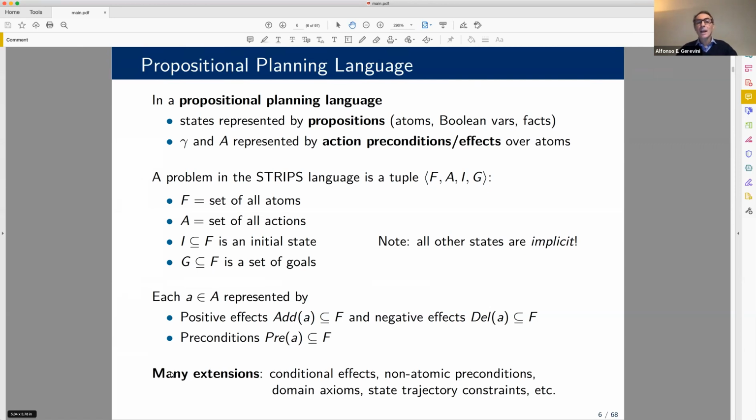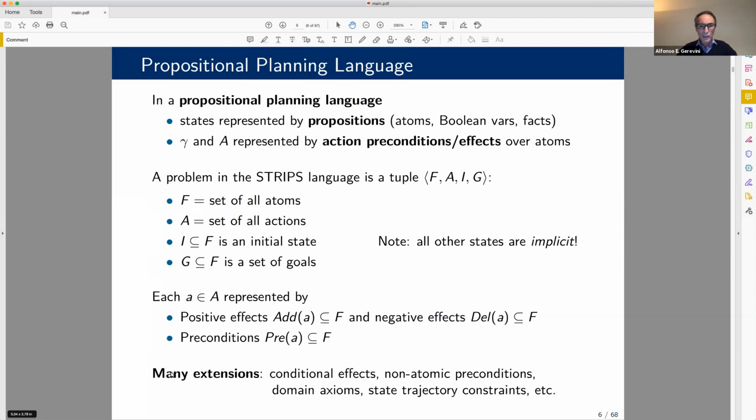I is a subset of all of the atoms that specifies the initial state through the closed world assumption. That means that every atom that is not mentioned in I is assumed to be false. We need this assumption because we are in the case of full observability. And then we have a subset G of F that are the goals that we want to reach. We don't have to specify all the states that are goal states. We need to reach a state that satisfies the goals G.